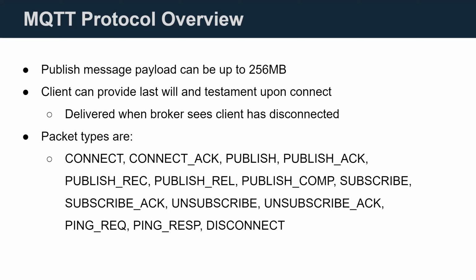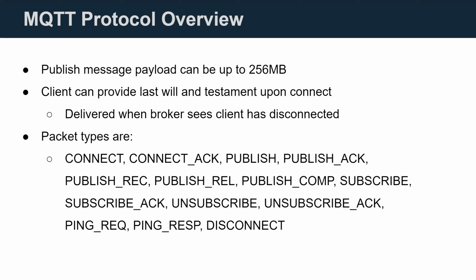The MQTT specification allows up to 256 megabytes of payload per message. However, the actual maximum payload is often limited by the broker. For example, the limit for AWS is 128 kilobytes, while Azure limits client to broker transfers to 256 kilobytes, and broker to client messages are limited to only 64 kilobytes. So again, choose your broker wisely.